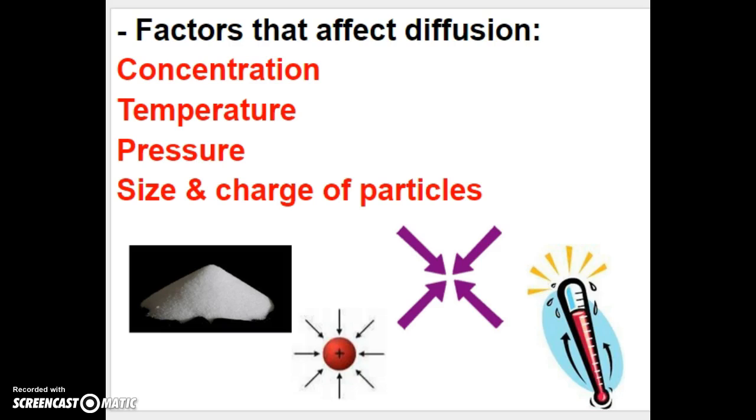Things that can affect diffusion, concentration of the substance. The more there is, the longer that will take to diffuse. Temperatures. Generally, the higher the temperature, the faster the diffusion rate will occur. Pressure. Also, the higher the pressure, the faster the diffusion rate. And the size and the charge of particles. Larger particles, of course, take longer to diffuse. And if you happen to have opposite charges of things that are diffusing, that will also take a little more time.